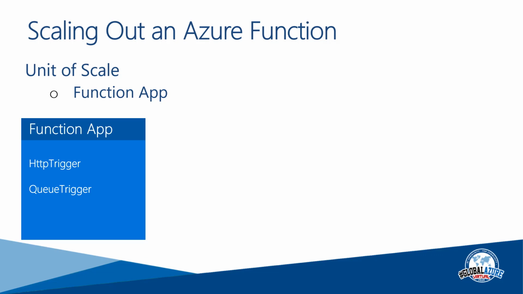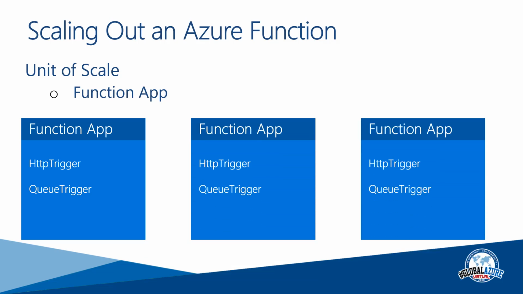Now, let's say that the queue triggered function is just overwhelmed. There are so many messages coming in that it just cannot keep up. So what you would want to do is you would want another instance of that queue triggered function. Now, if you want to scale out, you actually are going to be scaling out the function app because that is the unit of scale. What that means is that you actually would get something that looks like this.